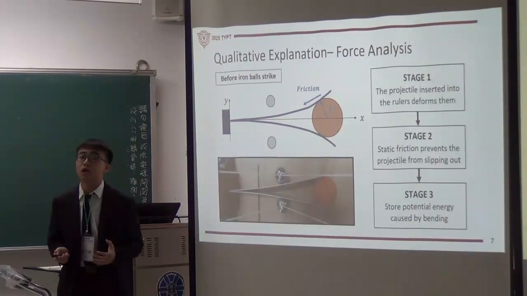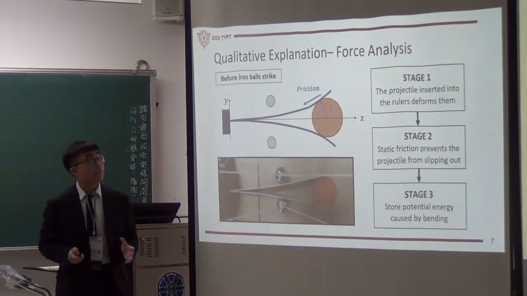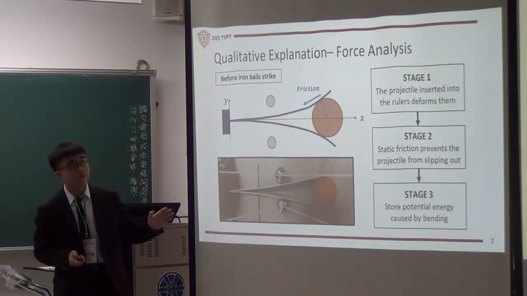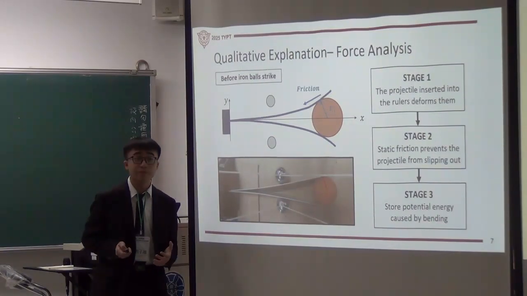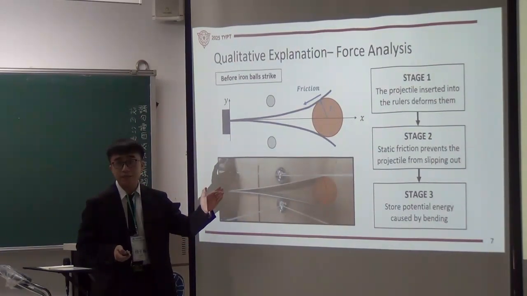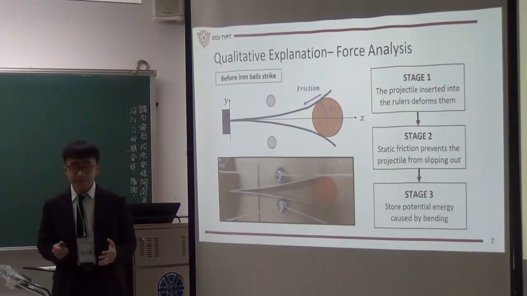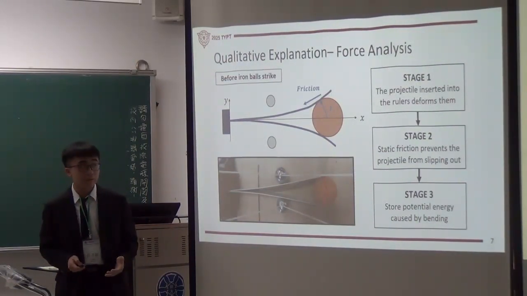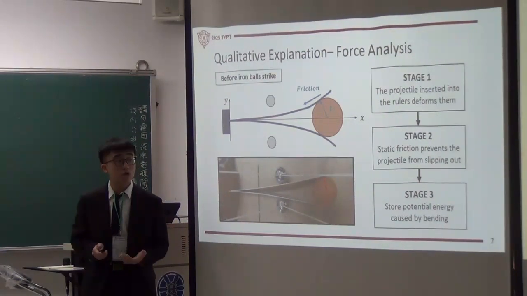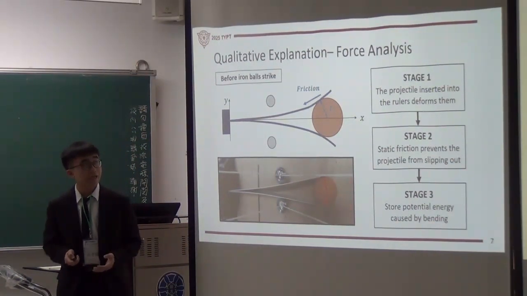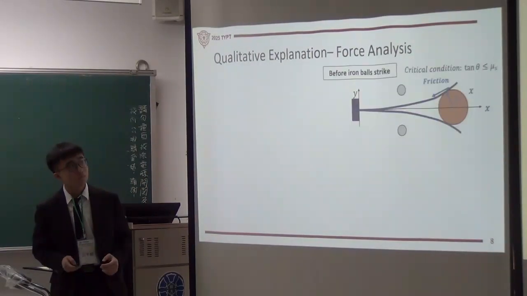Now, let's move on to the qualitative explanation. Before the iron ball strikes the surface of the rulers, the projectile is inserted into the rulers and deforms them, which creates an F1 shown in the diagram. In this case, the static friction prevents the projectile from slipping out. This allows the rulers to store potential energy caused by bending, as you can see in the diagram.